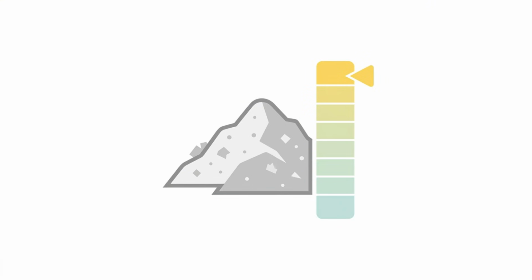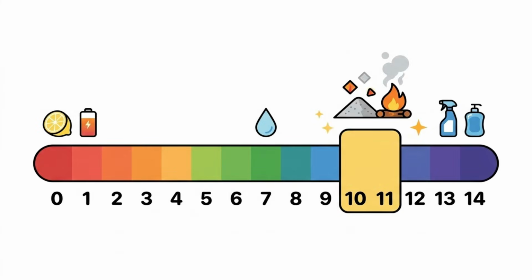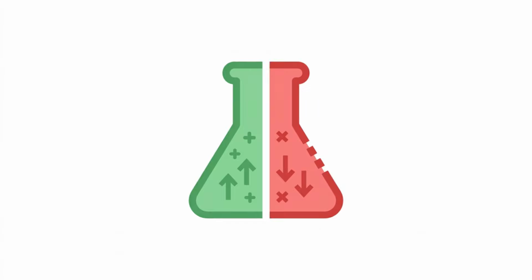What all wood ash has in common is that it is strongly alkaline, with a pH that ranges from 10 to 12 depending on the wood. And it is this alkalinity that is both its greatest value and the source of most of the mistakes people make with it.